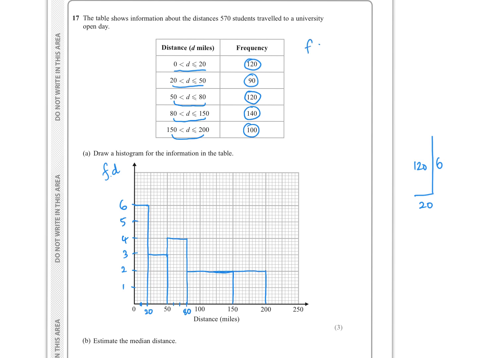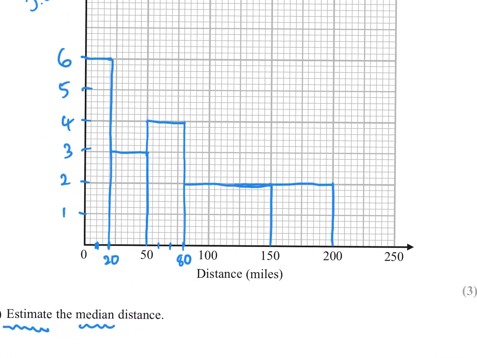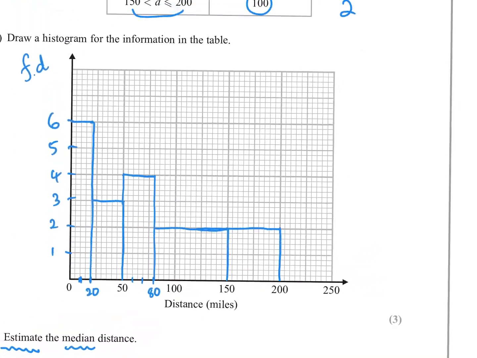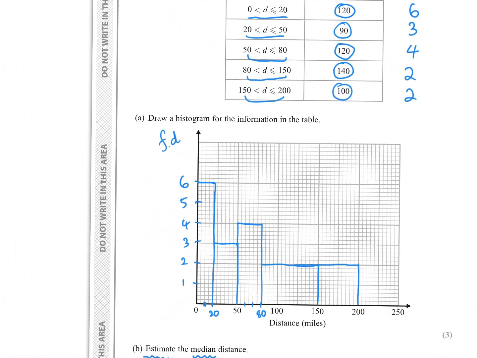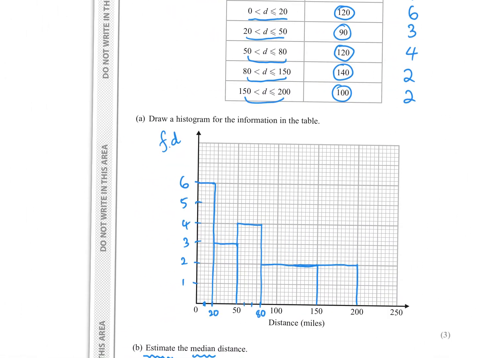So you can just have written this in here, and we'd get these details: 6, 3, 4, 2, and 2. Okay, so you can just complete that table. Now we want to estimate the median distance. Well, if we look at the table, we can enlarge it a little bit so you can see enough of this.